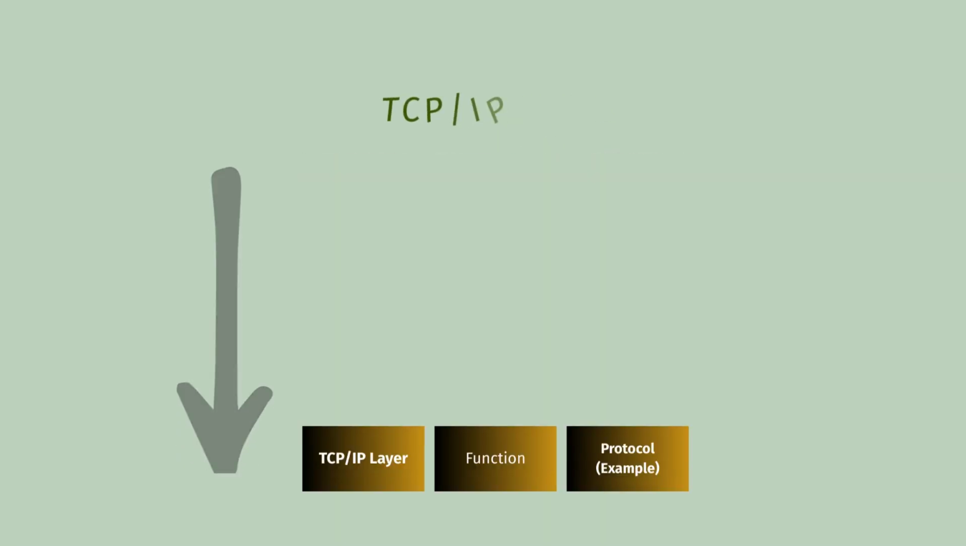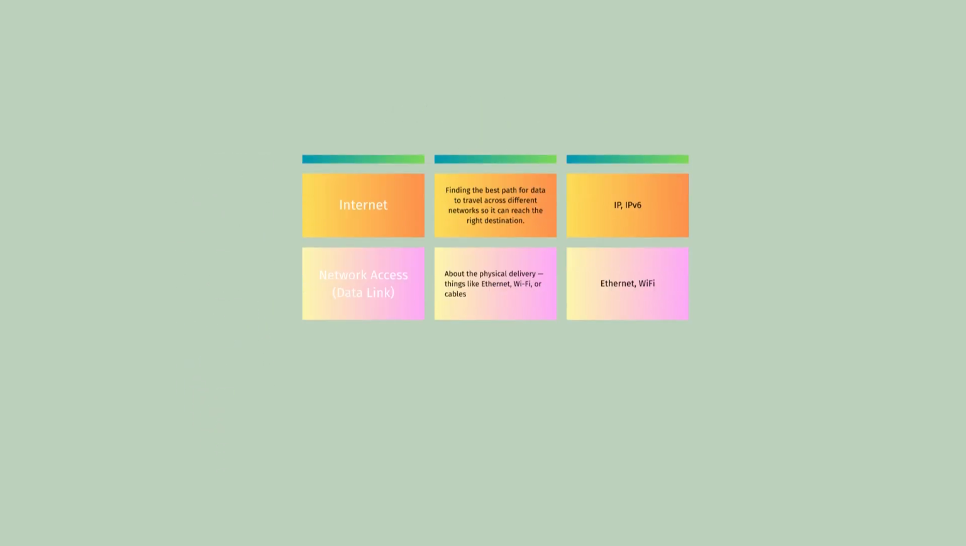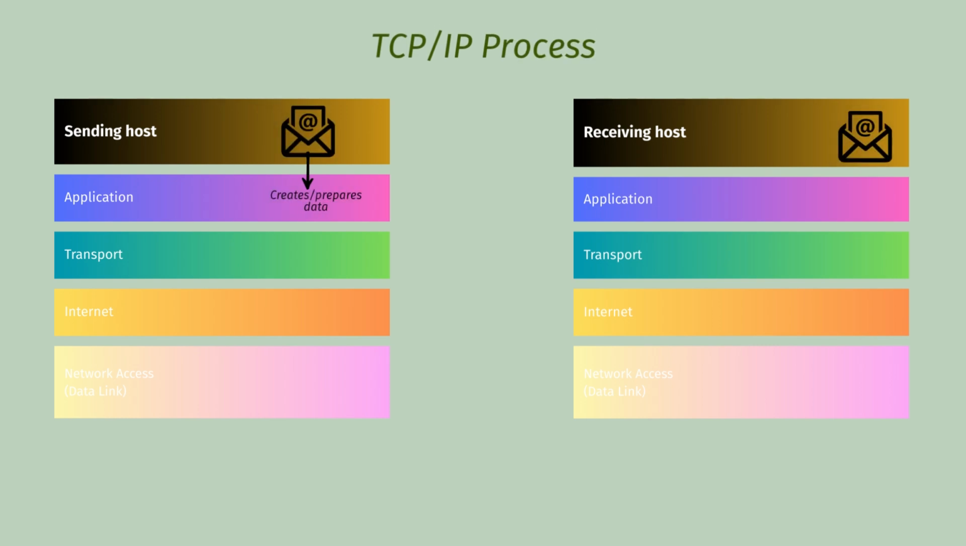Let's look at an interesting fact. When your data is sent, it travels down this stack. Each layer adds its own header information, just like addressing a package with multiple labels added at each stop. This process is known as encapsulation. Let's look at this concept in a diagram.